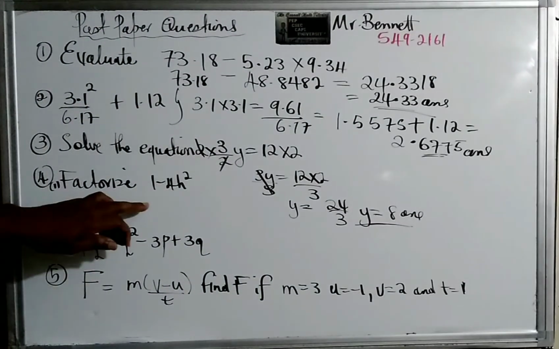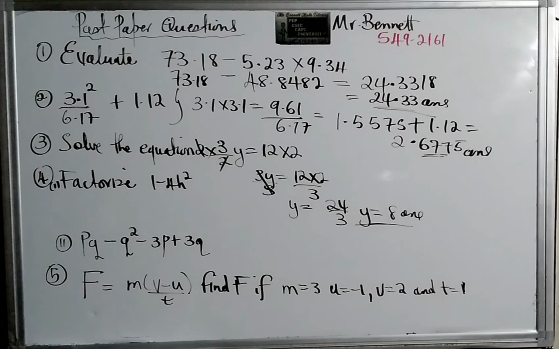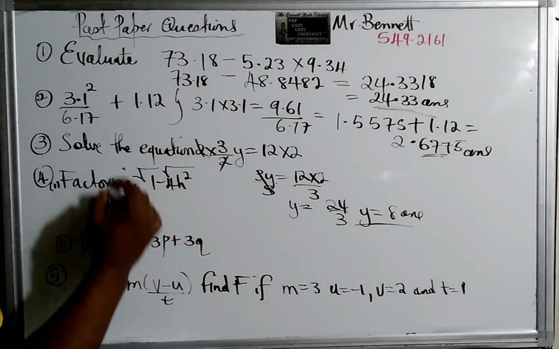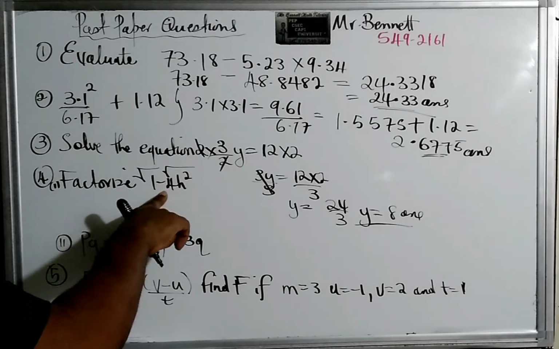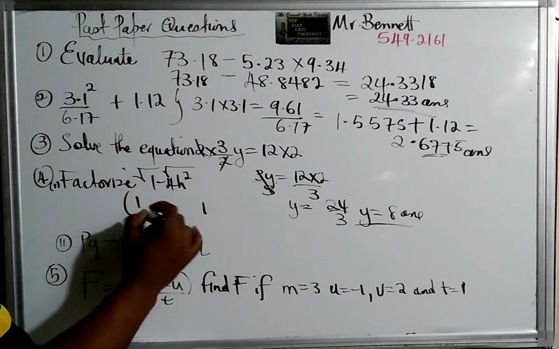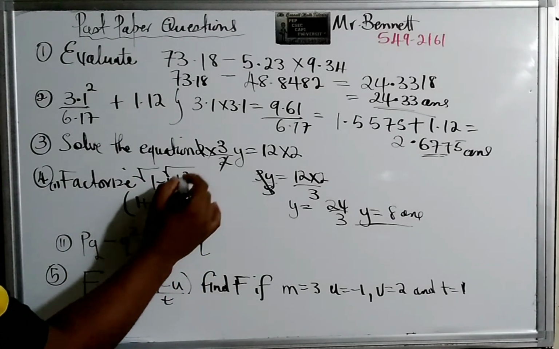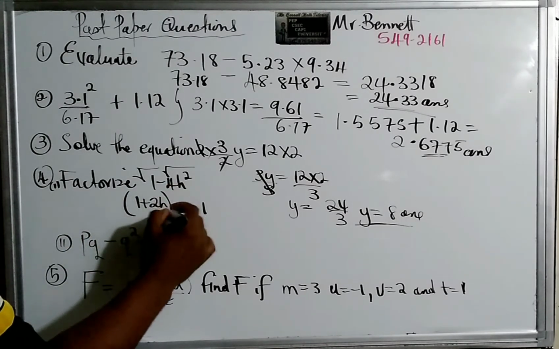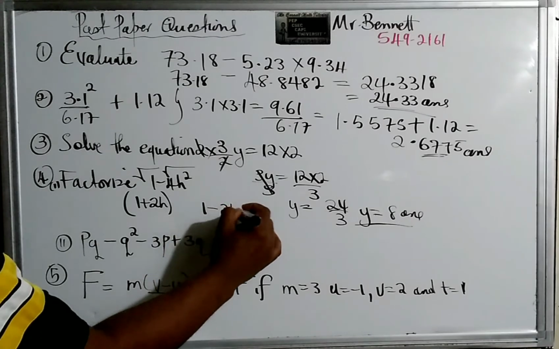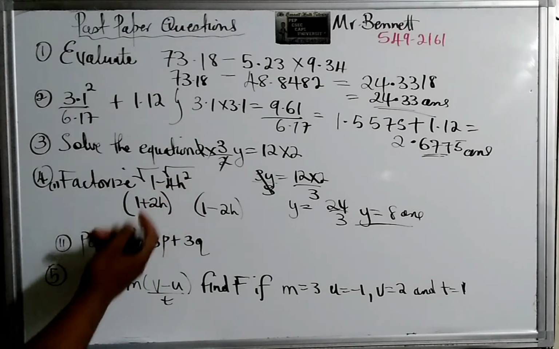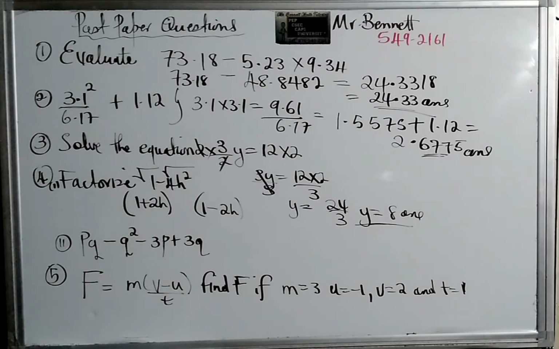Alright, this one says factorize 1 minus 4h squared. Now, as I showed you earlier, you can just take the square root of this and the square root of that. The tricky thing is this one with the negative, so it will be 1 plus the square root of 4h squared, which is 2h, and 1 minus 2h. So they just kind of flip it around. I like that idea that CSEC used. It was a very good idea to flip it around and see if guys are really thinking.